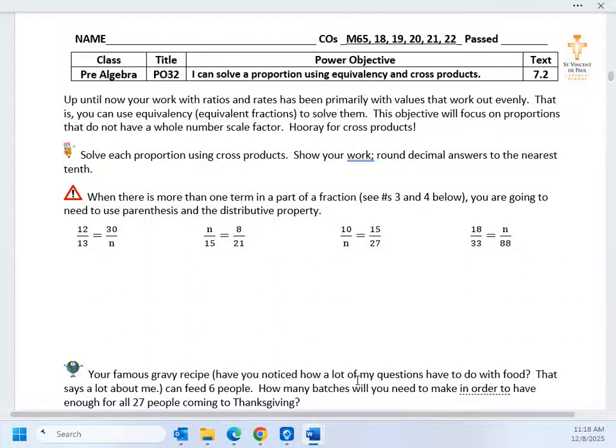Good morning. Today we are continuing on with those proportions. We are doing PO32. I can solve a proportion using equivalency and cross products.